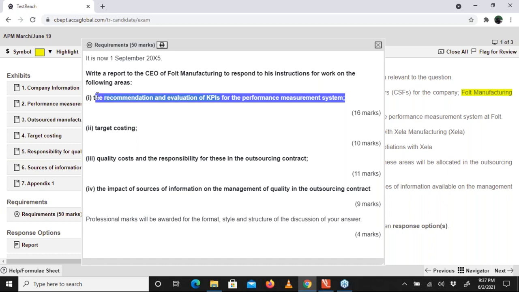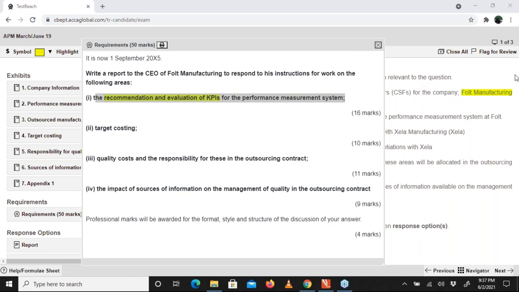So what you would have to do is talk about that. Are these KPIs appropriate? Or there could be additional KPIs that could be introduced within this organization. Next is target costing. The third is quality cost and responsibility for these in the outsourced contract. Fourth is the impact of sources of information on the management of quality in the outsourcing contract. So all of this is there, which we are going to discuss now.